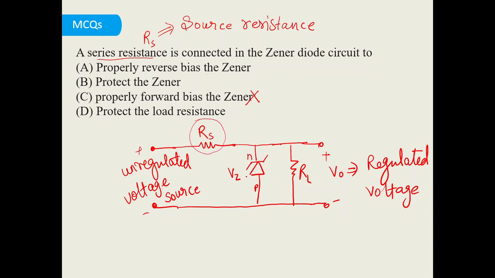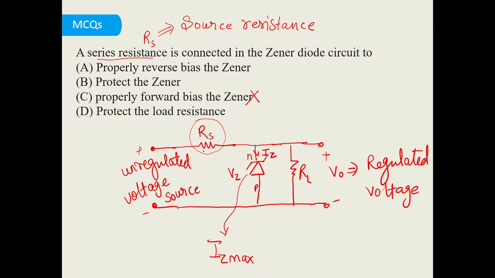Suppose the Zener diode has some specification, for example IZ maximum. What is IZ maximum? IZ maximum is the maximum current which can flow through a Zener diode. If the current through the Zener diode exceeds this value IZ maximum, then the Zener diode may get damaged. So in order to protect the Zener diode from getting damaged, the current flowing through it, that is the IZ value, should always be less than IZ maximum.